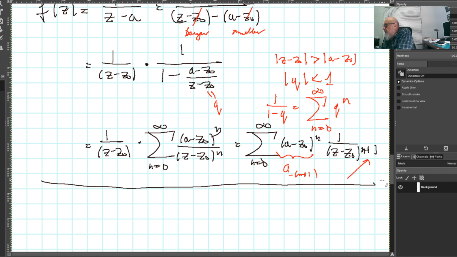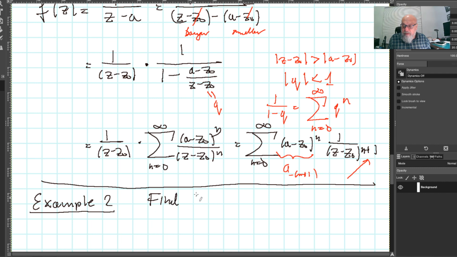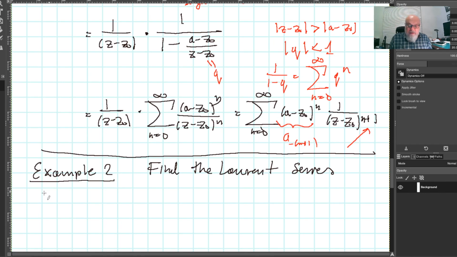Let me see where we are. Okay. Maybe a couple more examples. Example number 2. So let's say like this: find the Laurent series of the following functions.